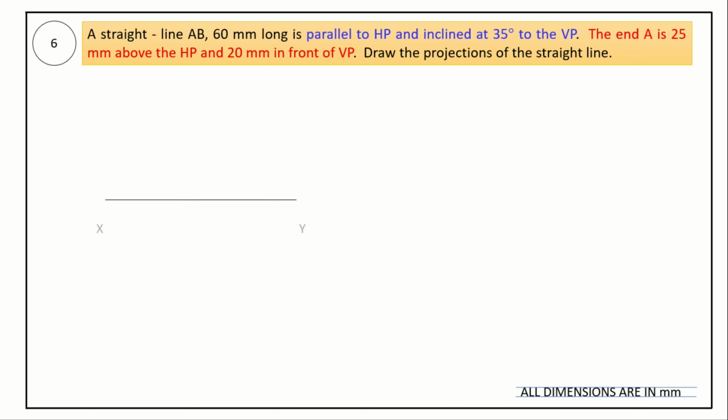First, draw reference line XY. It is given point A is 25 mm above the HP. So, the front view of the point A, that is A', is 25 mm above XY. From reference line, measure 25 mm, mark the point as A'. This point A' is 25 mm above XY.